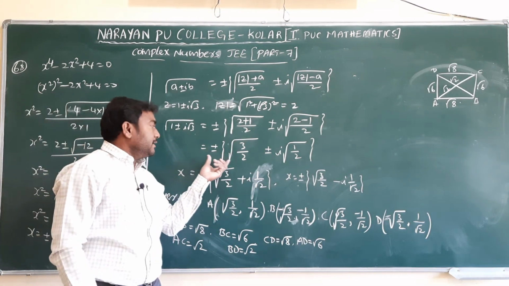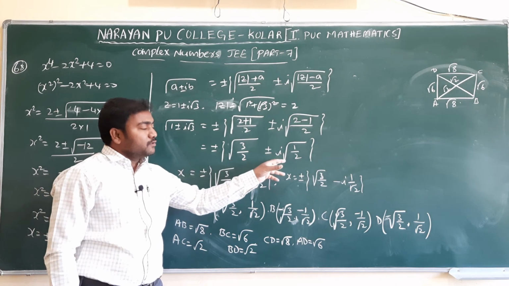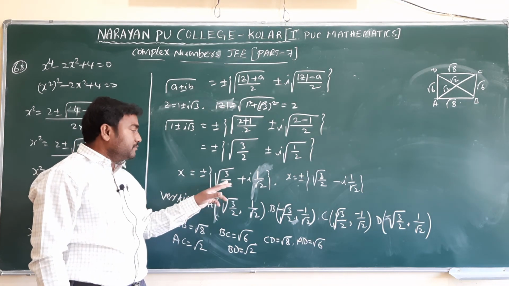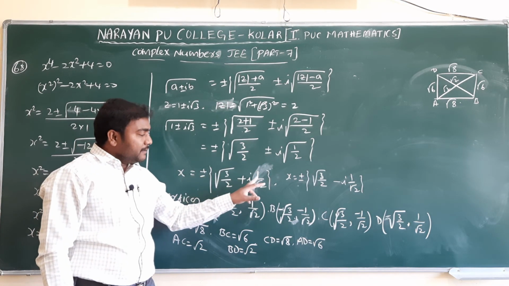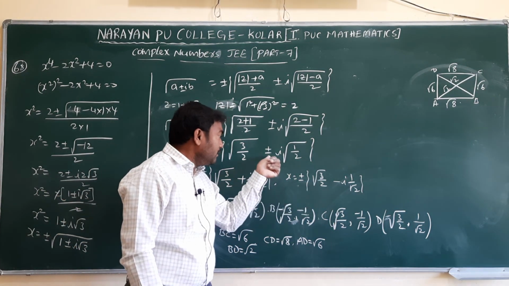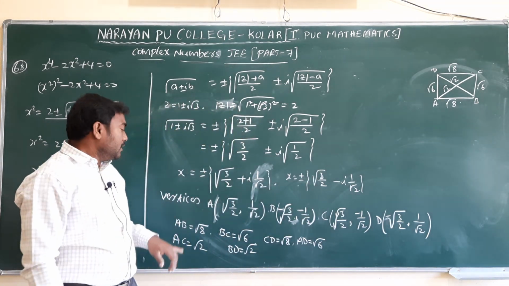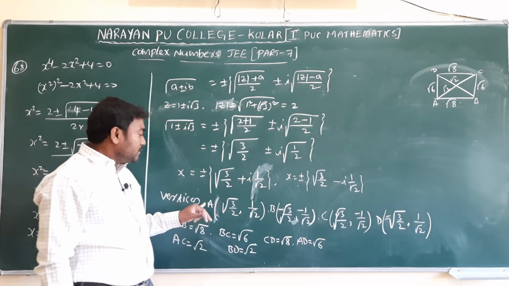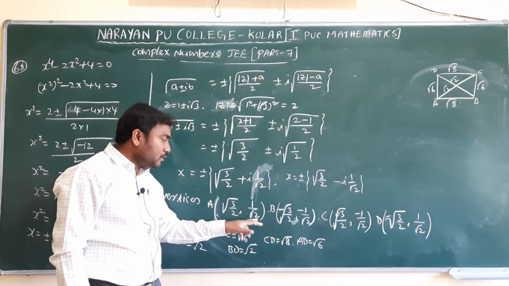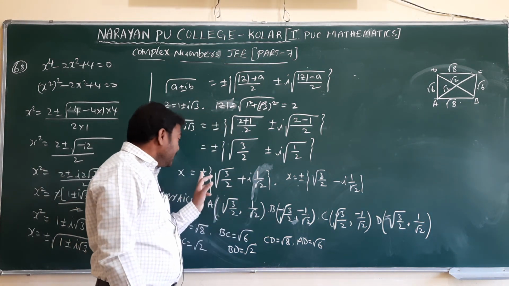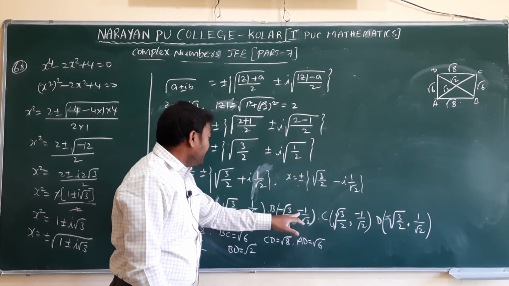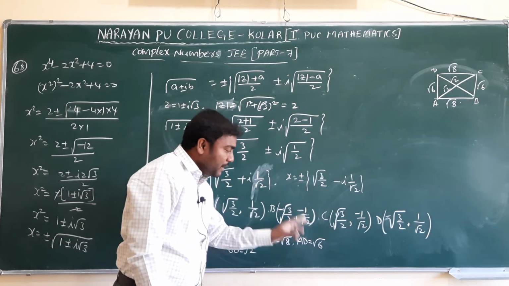So x is equal to plus or minus square root of 3 by 2 plus or minus i into square root of 1 by 2. Here x is equal to plus or minus square root of 3 by 2 plus i into 1 by root 2. Here x is equal to another plus or minus square root of 3 by 2 minus i into 1 by root 2. Now the vertex A is root 3 by 2 comma 1 by root 2. What is B here? Minus, multiplied here minus here. So B is minus root 3 by 2 comma minus 1 by root 2.